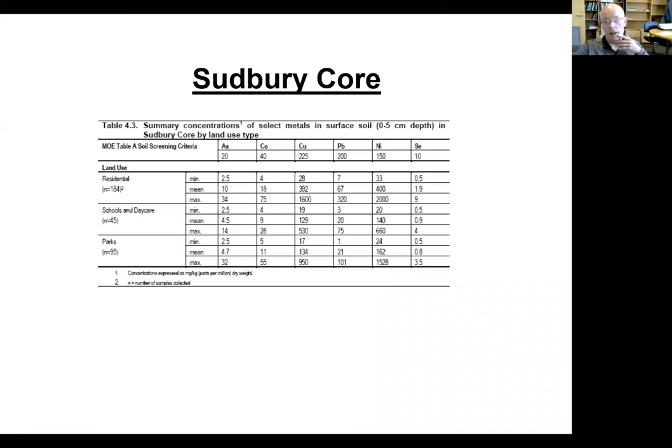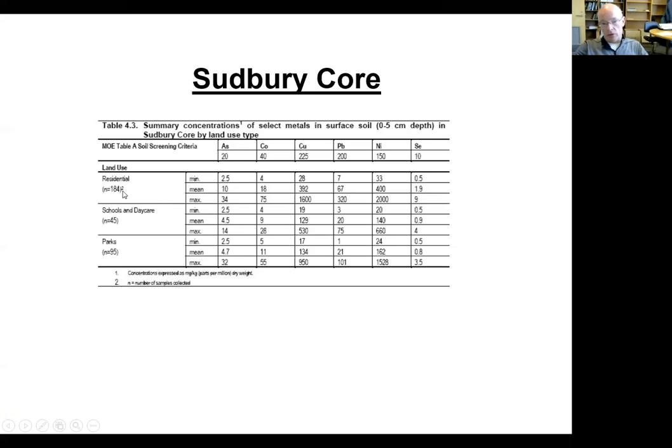And so in the early 2000s, the Ontario Ministry of Environment did a scoping study, and they basically separated out Sudbury into different zones, and they measured for a suite of metals: arsenic, cobalt, copper, lead, nickel, selenium. So nickel, copper, cobalt are the three metals that are primarily associated with the smelting, but you also got a lot of lead because there's a lot of fuel used, and arsenic as well.